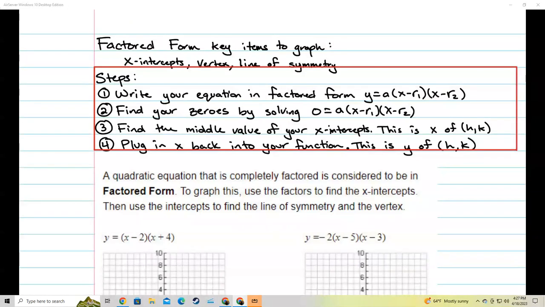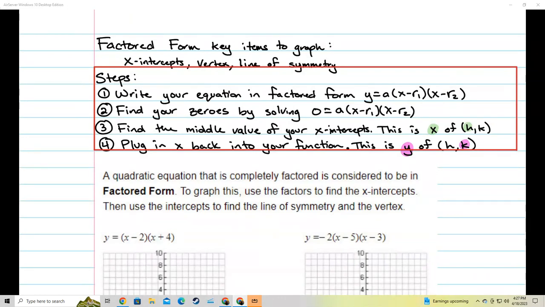You're going to find your zeros by solving 0 equals a times (x minus r1) times (x minus r2). Now, that sounds complicated, but you know how to do that. When we go through it, it'll sound familiar to you. Once you have your x-intercepts, you're going to find the middle of your x-intercepts, and that's going to be the x value of your (h, k). Remember that your h is the same thing as the first part of your vertex. Then whatever number you get, you're going to plug that x back into your function, and that's going to give you the y value of your (h, k), which again is your vertex. And it'll make sense as we go along.